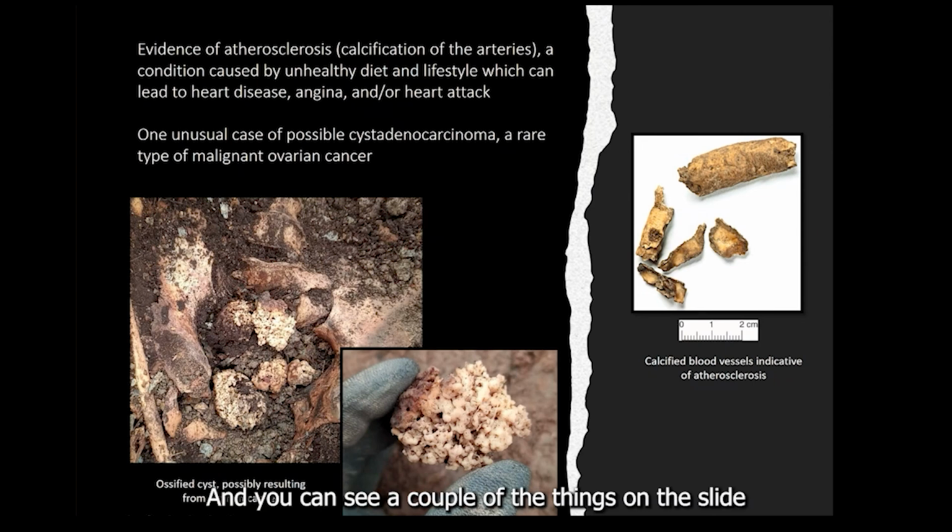And you can see a couple of the things on the slide that we've been finding in things like the soil samples. Now, we've been seeing a lot of evidence of calcified arteries, which is not something that we see very often at all archaeologically. The picture that I have of these calcified blood vessels on the slide is actually from a different site because I haven't had any properly photographed yet from this project, but they look exactly the same. And these are basically little hard calcifications that you get from inside of the arteries. They're caused by having an unhealthy diet or lifestyle, and they're most commonly associated with things like heart disease, and they can lead to people having angina or a heart attack.